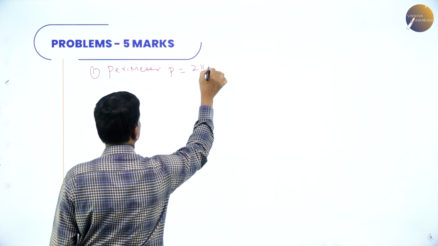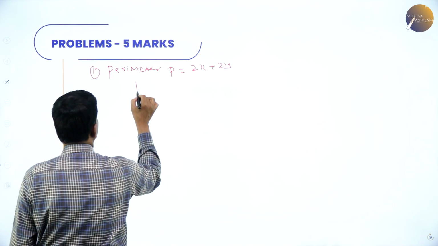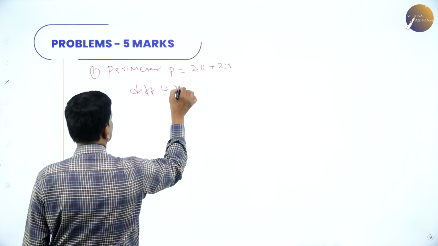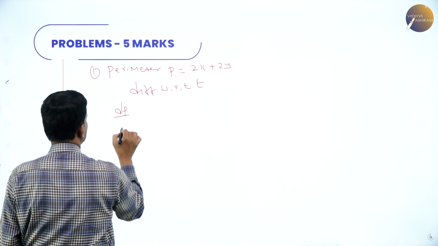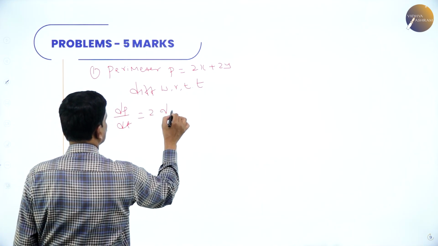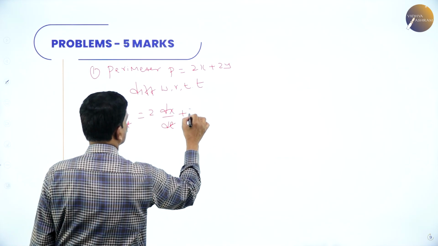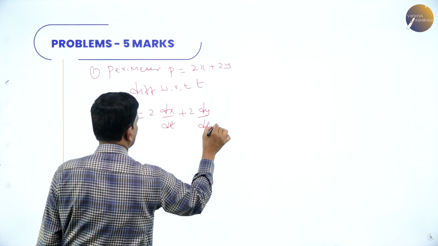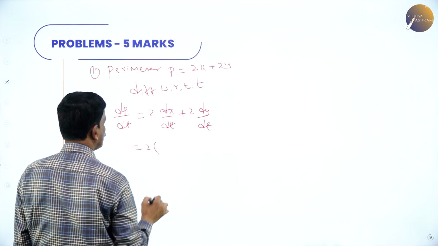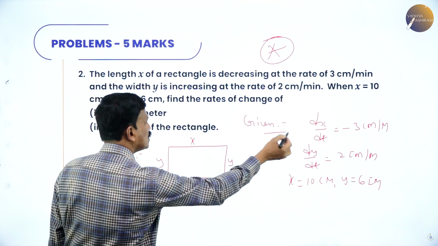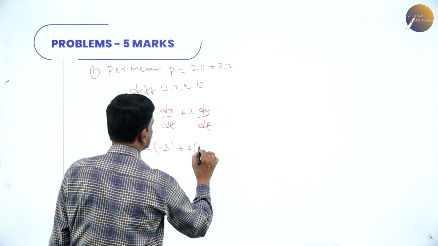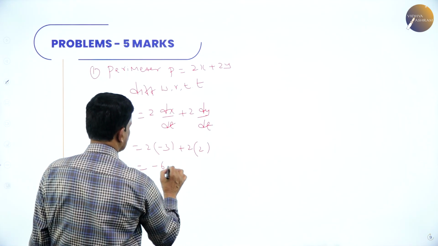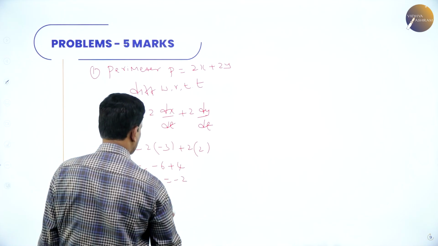P is equal to 2x plus 2y. Now, differentiate with respect to time t seconds. Then what we will get? dP by dt is equal to 2 into dx by dt plus 2 into dy by dt. Now 2 into, what is dx by dt? dx by dt is equal to minus 3, plus 2 into dy by dt is equal to plus 2. Minus 6 plus 4, that's equal to minus 2.